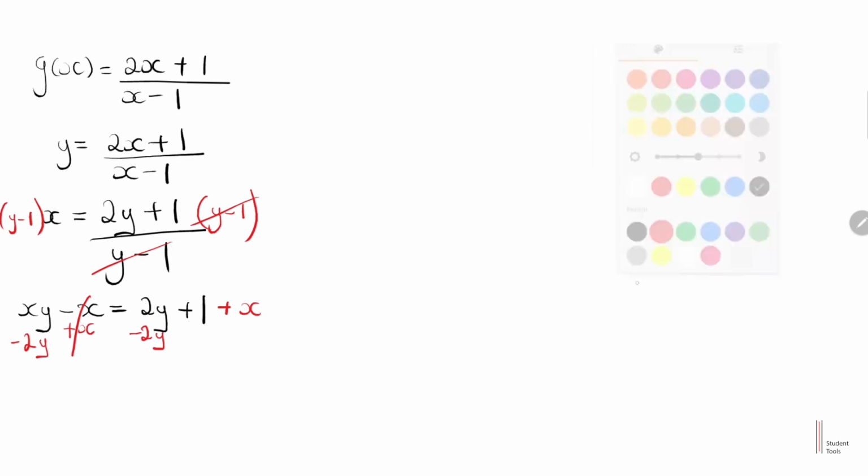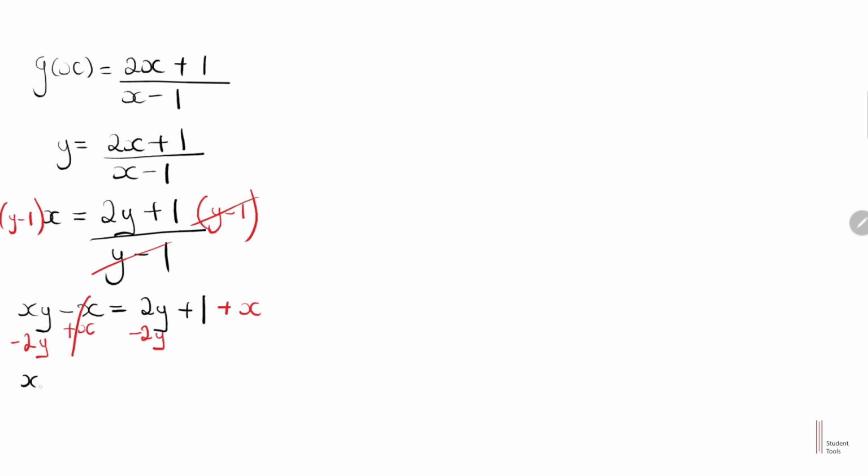So what are we left with? We're left with xy minus 2y. This one will be equal to, so this will be equal to a 0. So that will be a positive 1 plus an x. So from here, we have xy minus 2y equal to a 1 plus x.